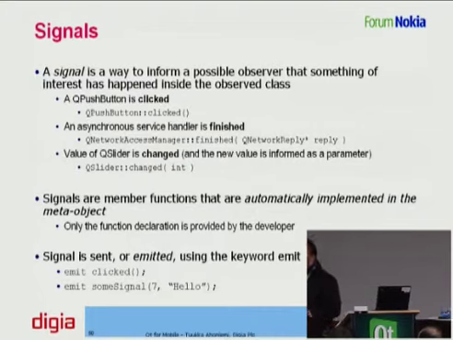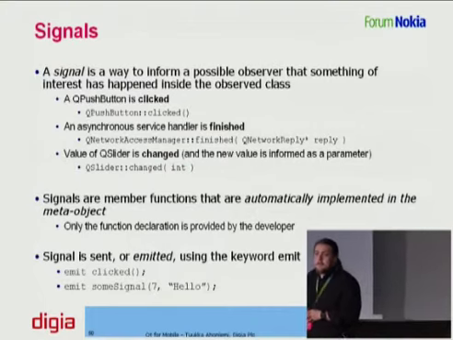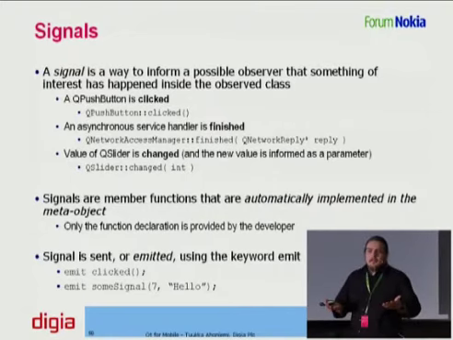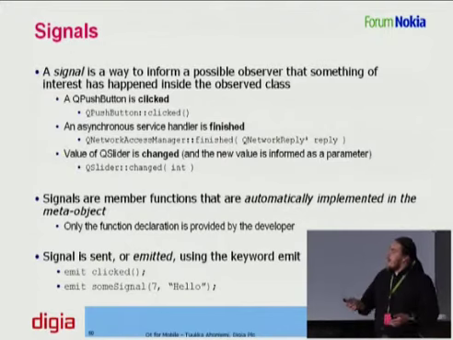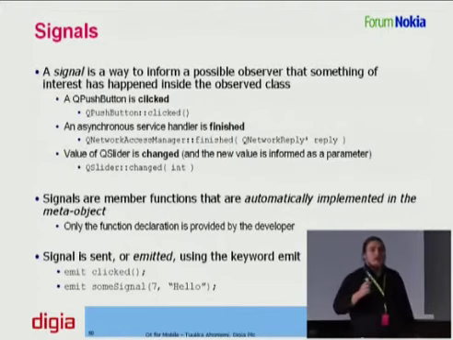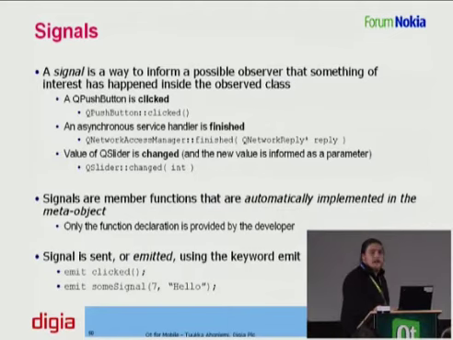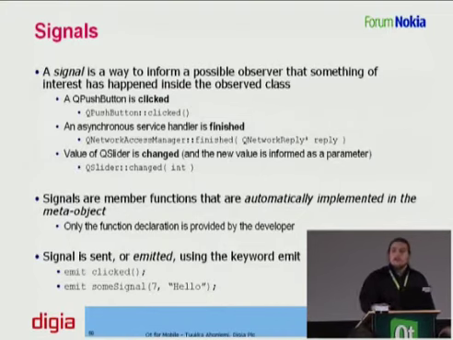A signal is a way for an object to tell that something of interest has happened. Who is it telling? It doesn't care. It just shouts out loud that, hey, I'm clicked. For instance, a push button, when the user clicks on it, will emit the signal clicked. It will tell that, hey, I'm clicked.